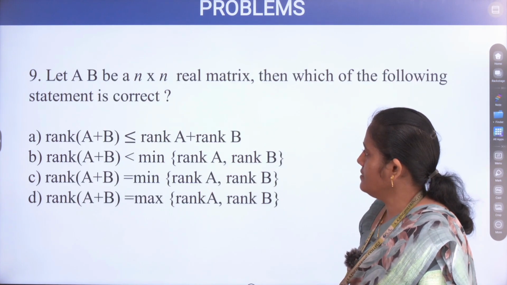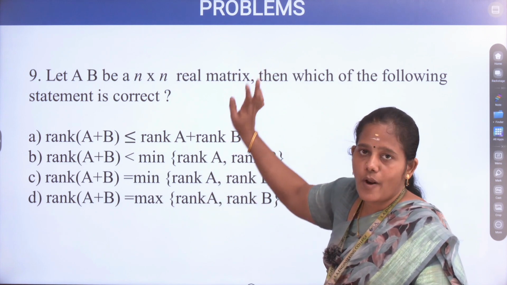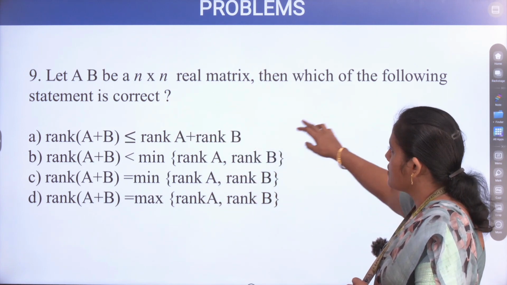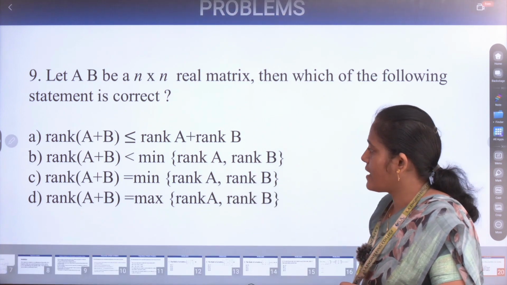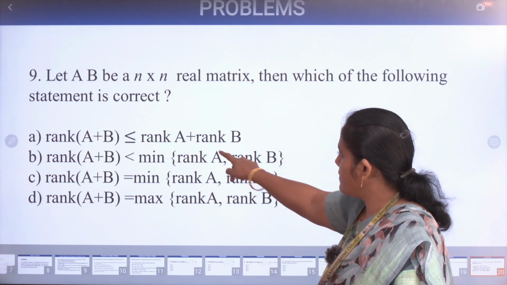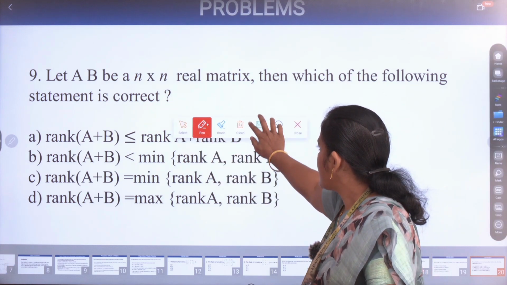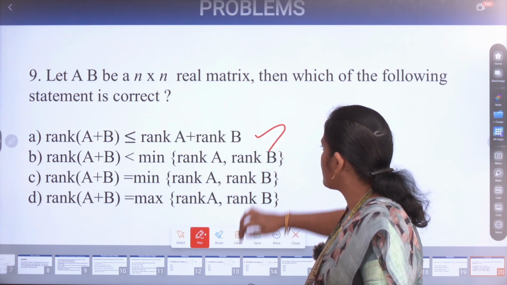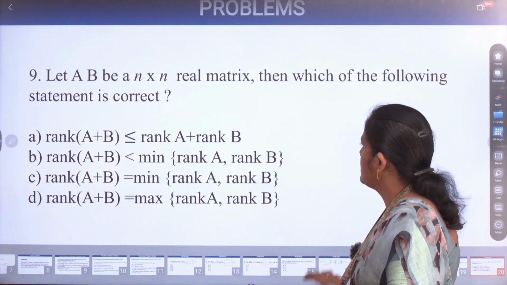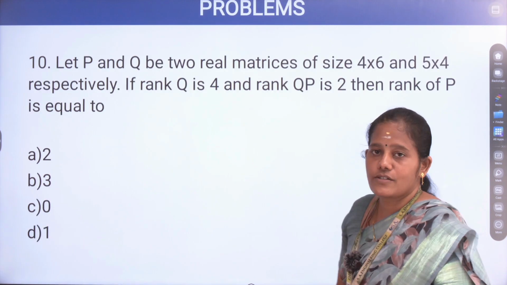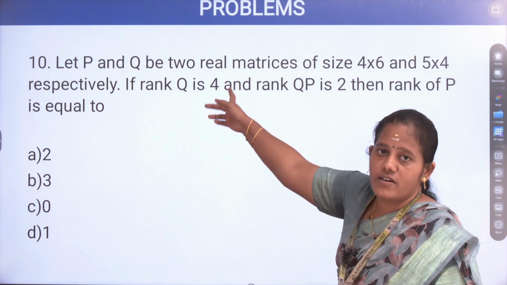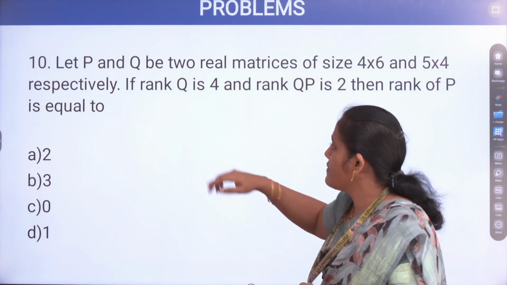The next question: we already saw in the properties, AB is an N cross N real matrix. Which statement is correct? The first statement is correct. Already we discussed in the properties, rank of AB is less than or equal to rank of A plus rank of B.